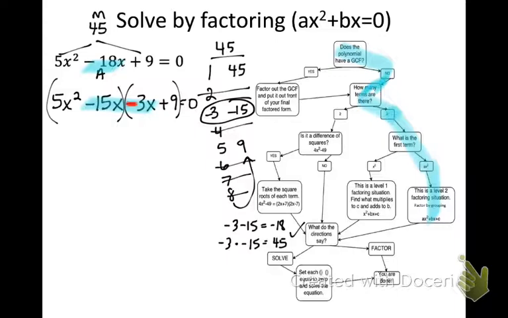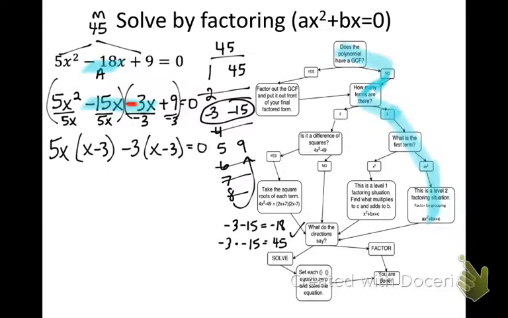Now I'm going to pull out a greatest common factor in the first parenthesis, which is going to be a 5x. Once I divide each of these by 5x, I'm left with x minus 3. In my second parenthesis, I can pull out a negative 3, divide each of these by negative 3, and we get x minus 3. We want to check and make sure that these are the same, which they are.